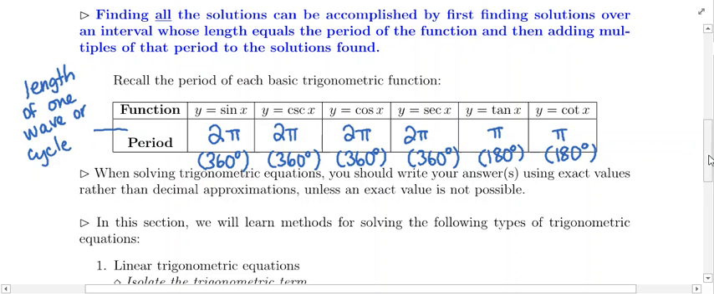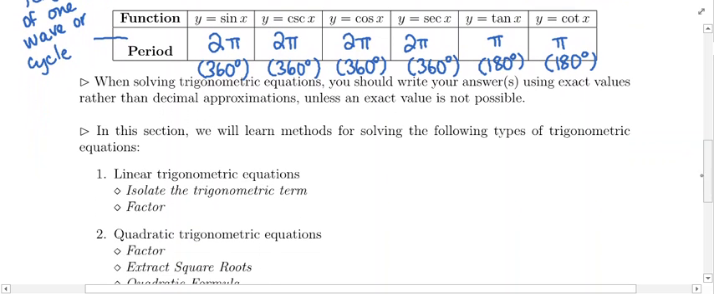Okay. All right, what else should you know about solving trigonometric equations? Well, it says when solving trigonometric equations, you really should write your answers using exact values rather than decimal approximations. However, sometimes an exact value is not possible, and then it will be okay to write your answers as decimals.